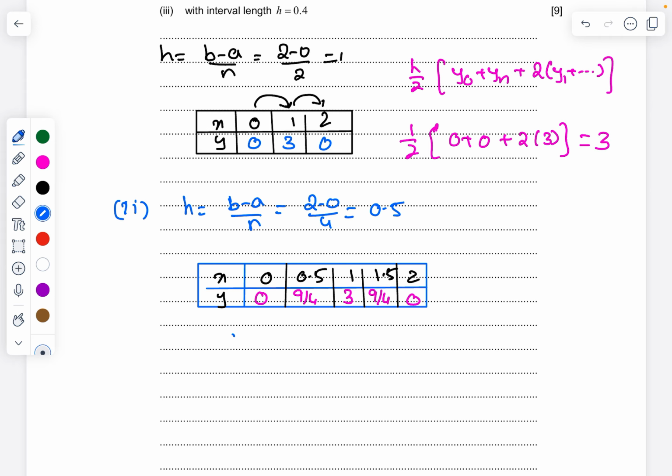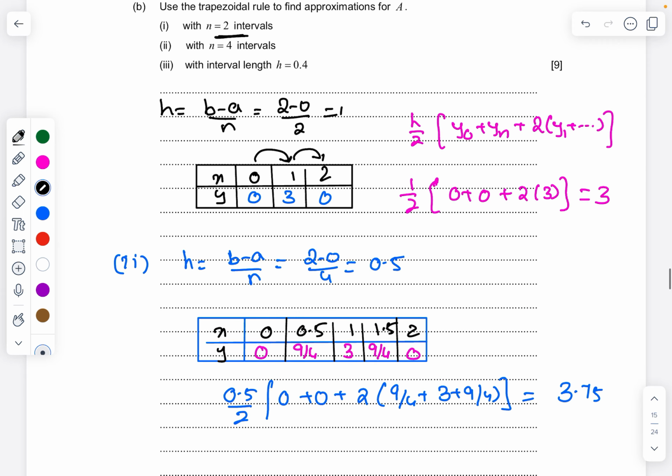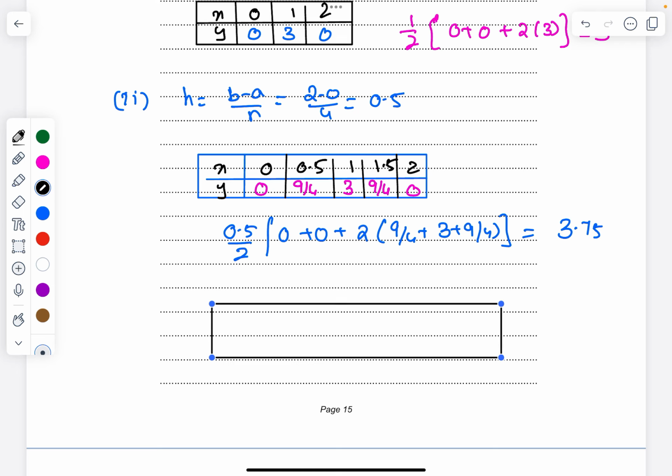So the formula is h upon 2, first term plus last term plus twice the sum of remaining terms, 9 upon 4 plus 3 plus 9 upon 4, which is going to be nothing but what? 3.75. Now the interval is nothing but 0.4. So the h value is going to be 0.4 now.